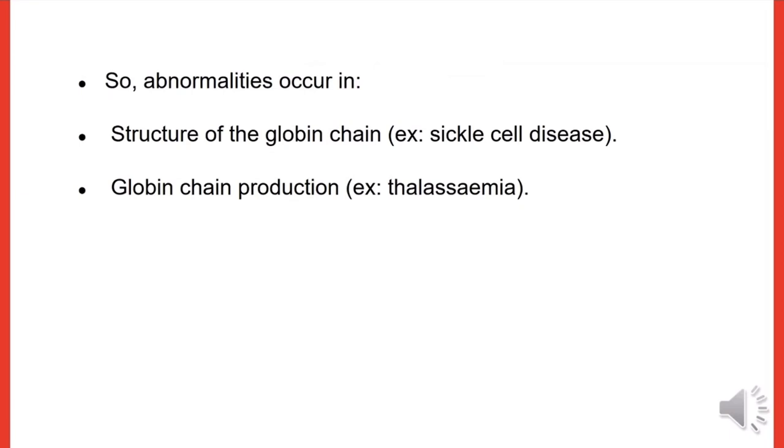So we can classify hemoglobinopathies into different types. We have what is known as qualitative abnormalities. Basically the abnormality will be in the structure of the globin chain, and this will result in sickle cell disease. And also we have quantitative abnormalities, in which the structure of hemoglobin is fine, but it's produced in less quantities, whether it's the alpha chain or the beta chain. And this will result in a disease called thalassemia.